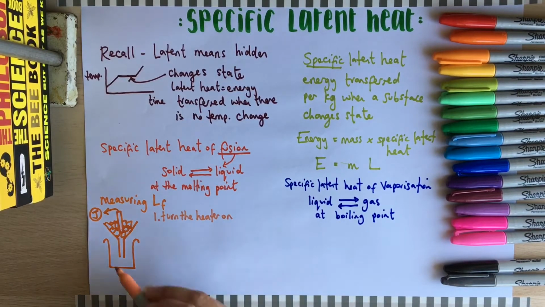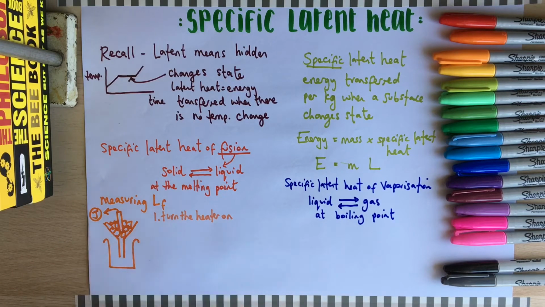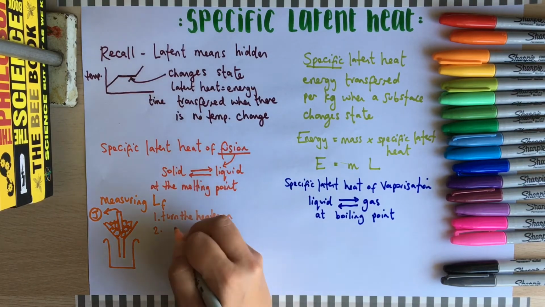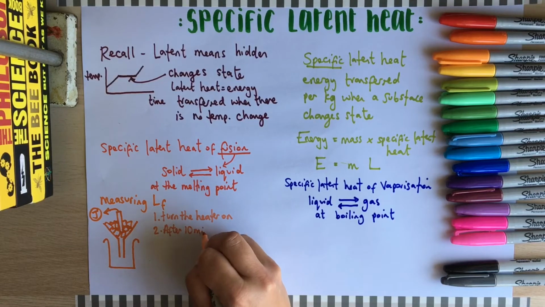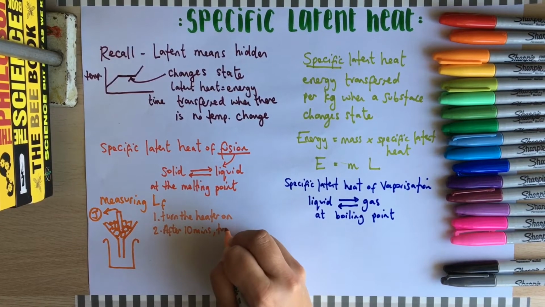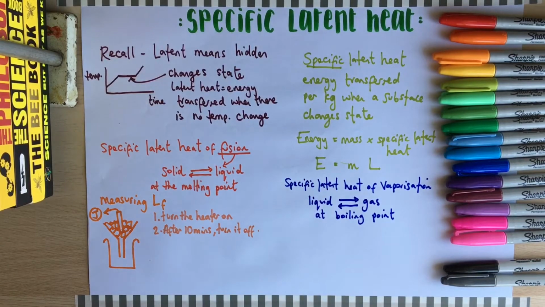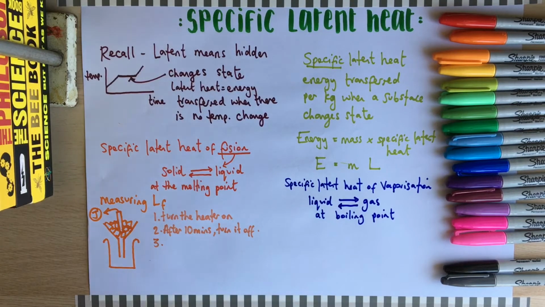When we turn the heater on, it's going to heat up, obviously, and it heating up is going to melt some of the ice. I'm going to leave it for a bit, so let's say 10 minutes. After 10 minutes, turn it off. So it's as simple as that. Turn a heater on, turn a heater off, but that's not going to get us a result.